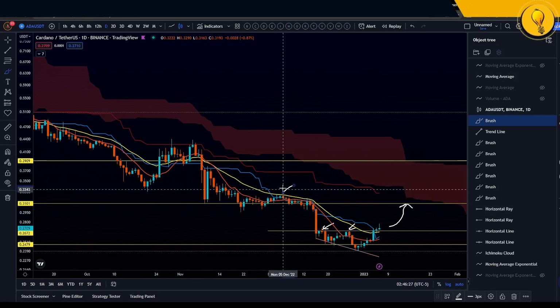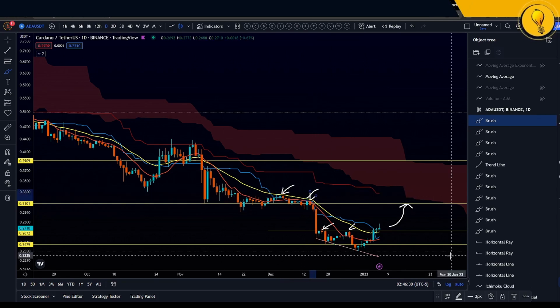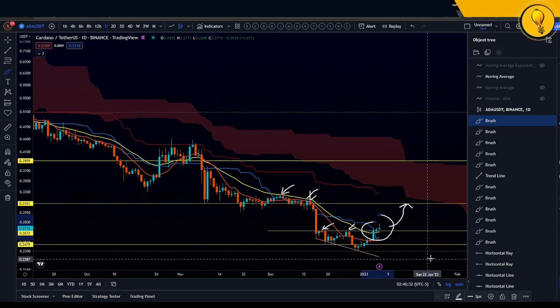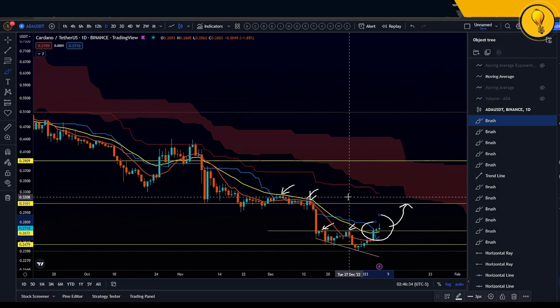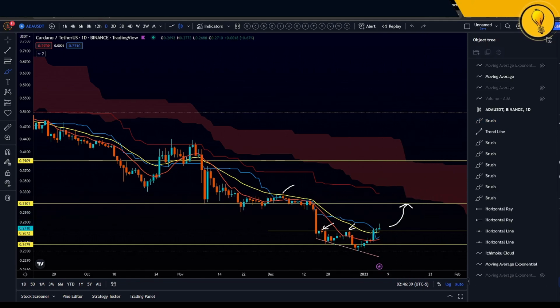Okay, so this is information for us. Okay, rejected. This is the first time since then we've actually managed to take it out. Now, question is, do we see continuation? So right now, daily time frame is not showing any resistance as far as cloud levels are concerned.